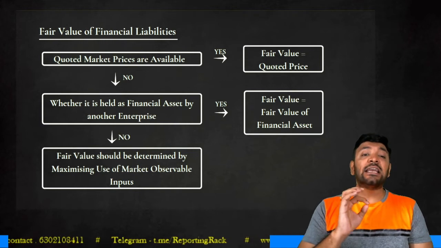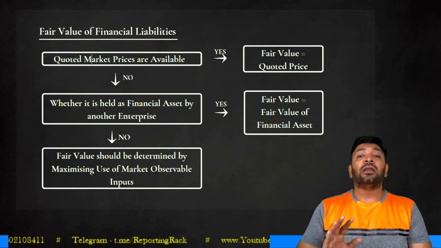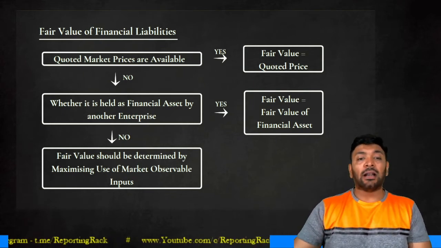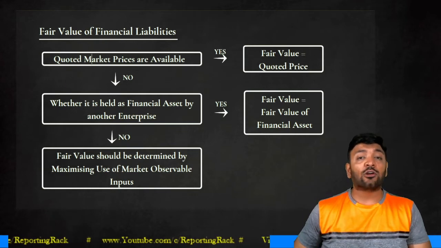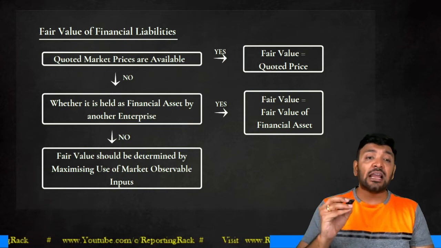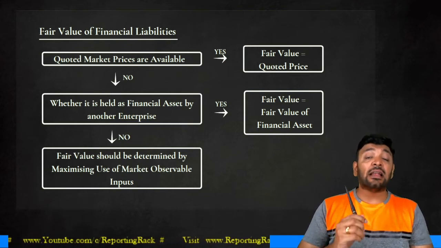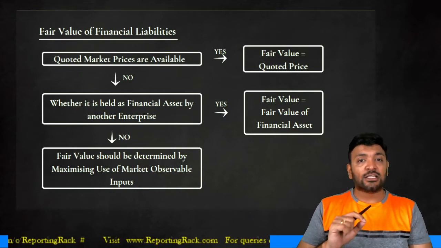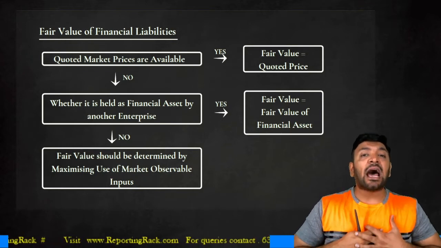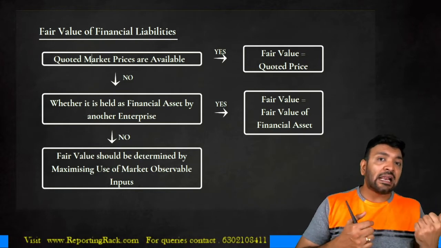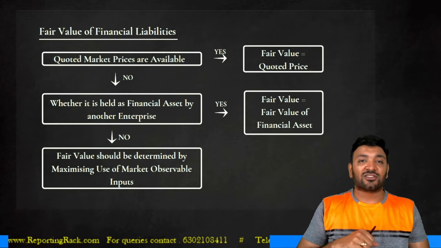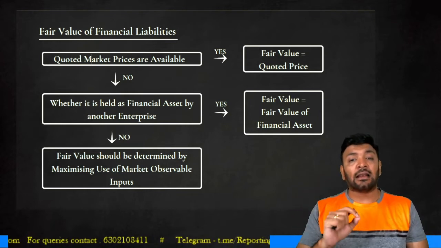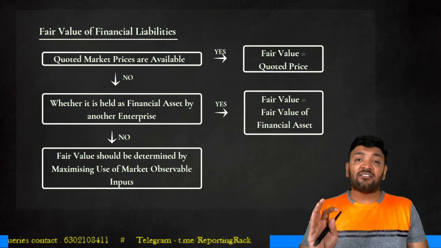For a financial liability, first see if a quoted market price is available for such financial liability. If a quoted market price is available, then your fair value is equal to the quoted price. But if I come across a situation where the quoted market price is not available, in such case I will assess whether the financial liability which I have is held as a financial asset by another enterprise. Guys, this you will understand under Ind AS 109. Or I'll give you a basic example. My creditor is my financial liability. If it is a creditor in my books, then I might be sitting as a debtor in someone else's books. So that is exactly what we are saying. Whether it is held as a financial asset by another enterprise. If it is held as a financial asset by another enterprise, then the fair value of the financial liability is equal to the fair value of the financial asset.